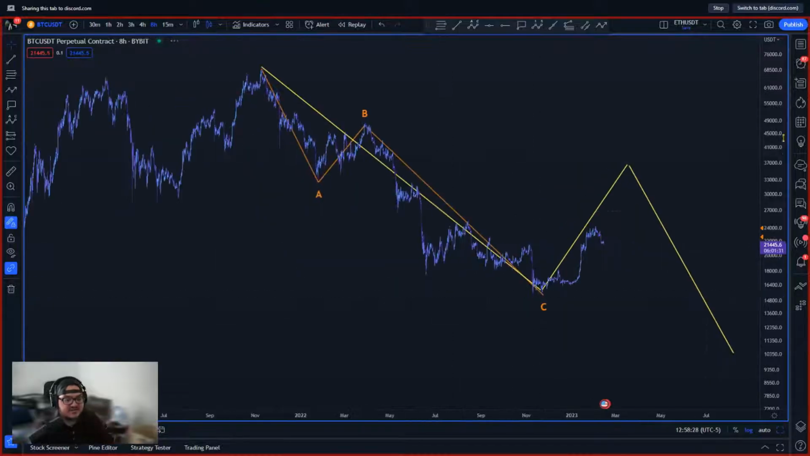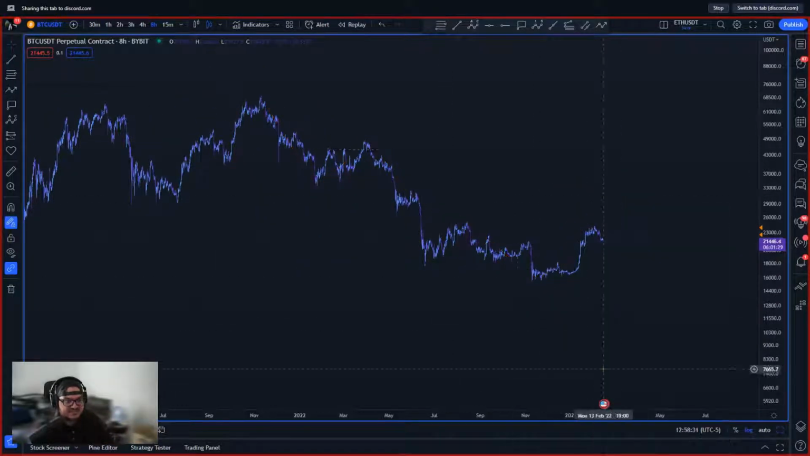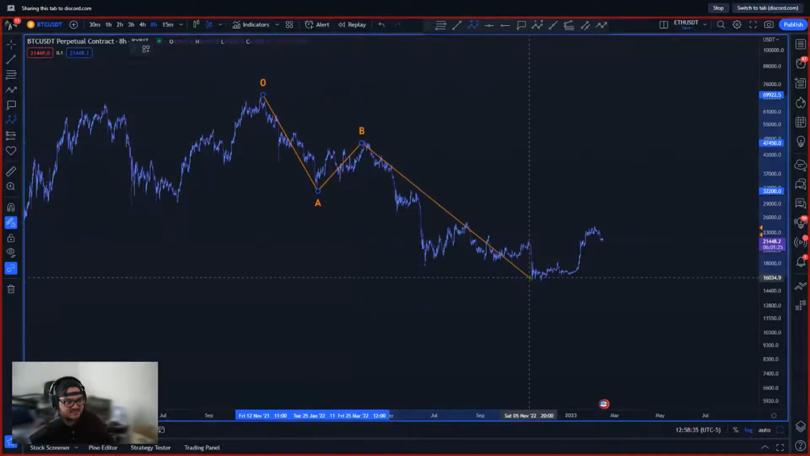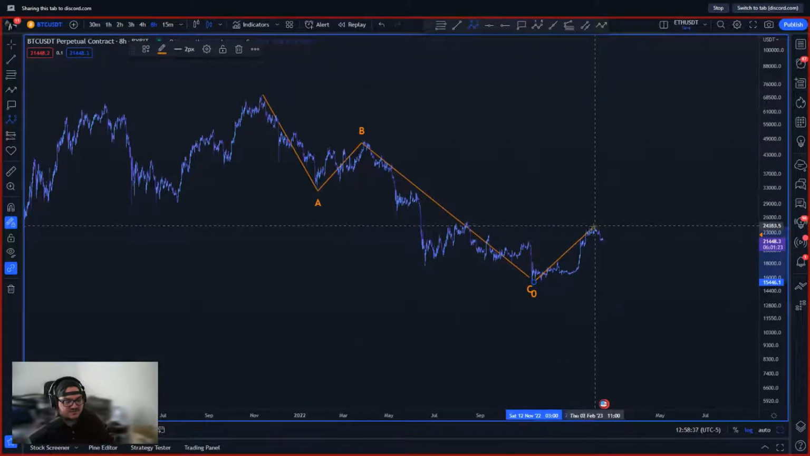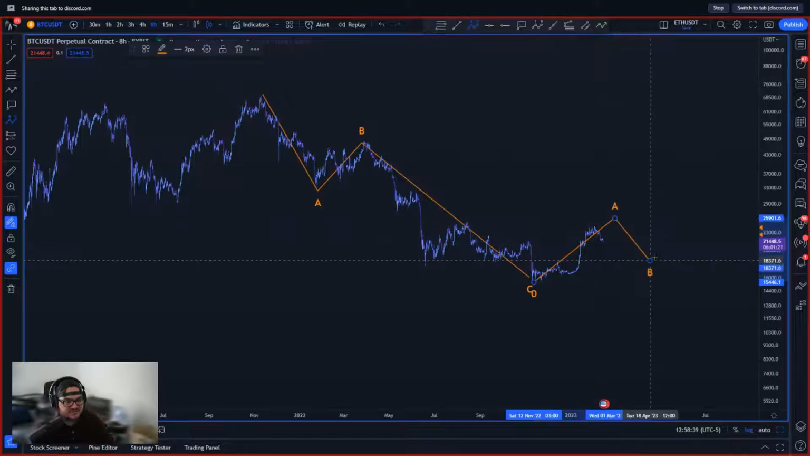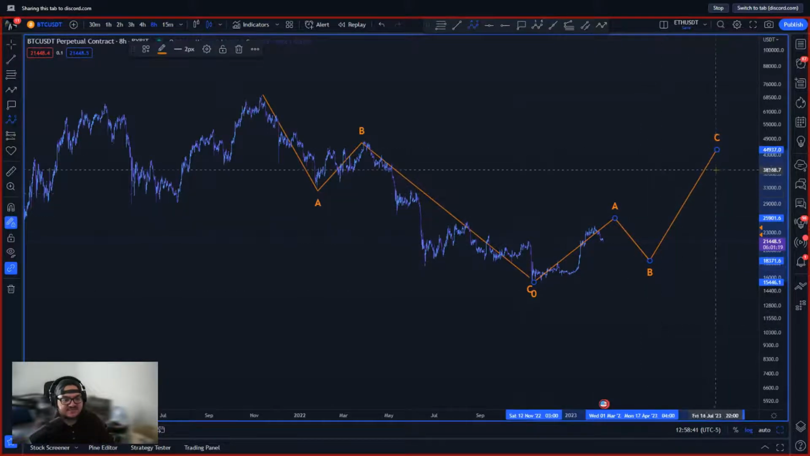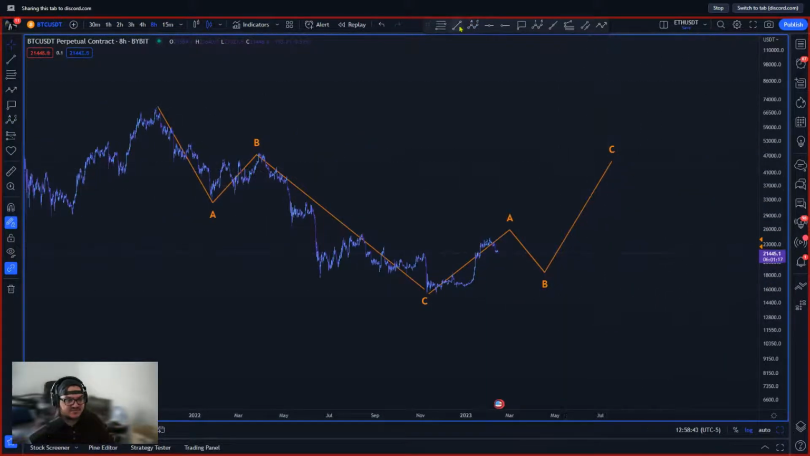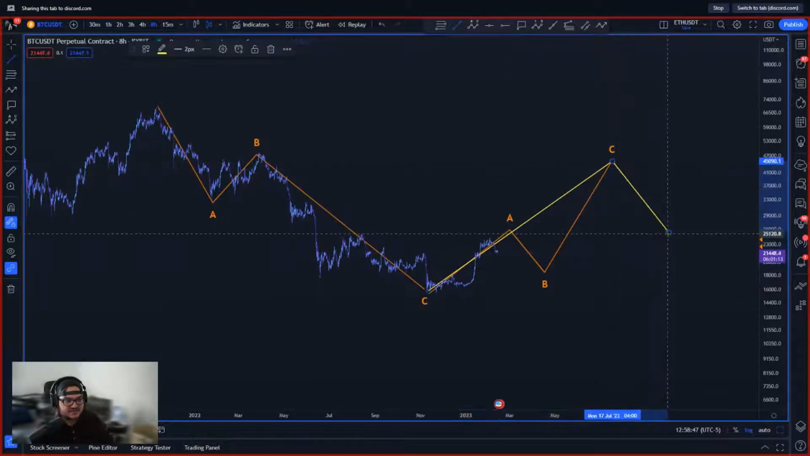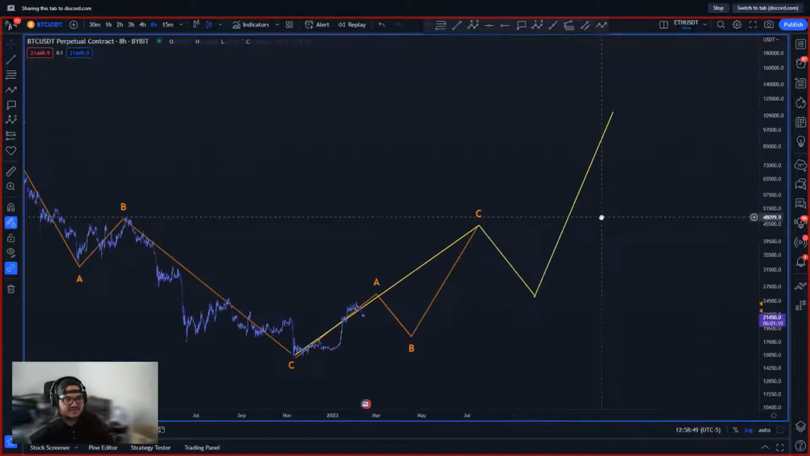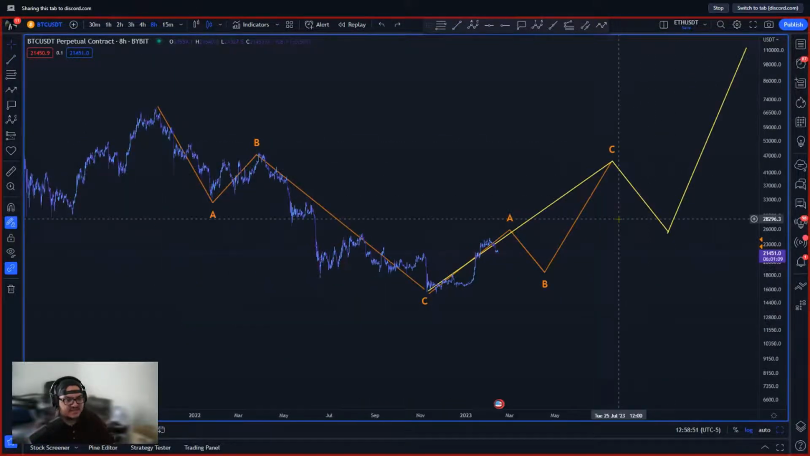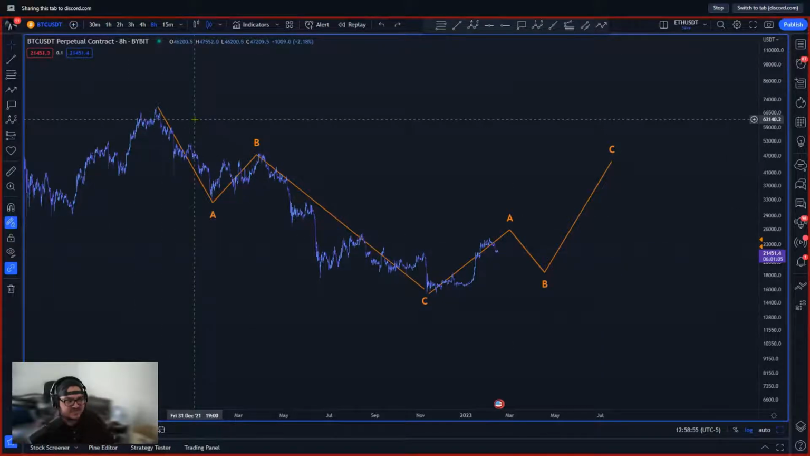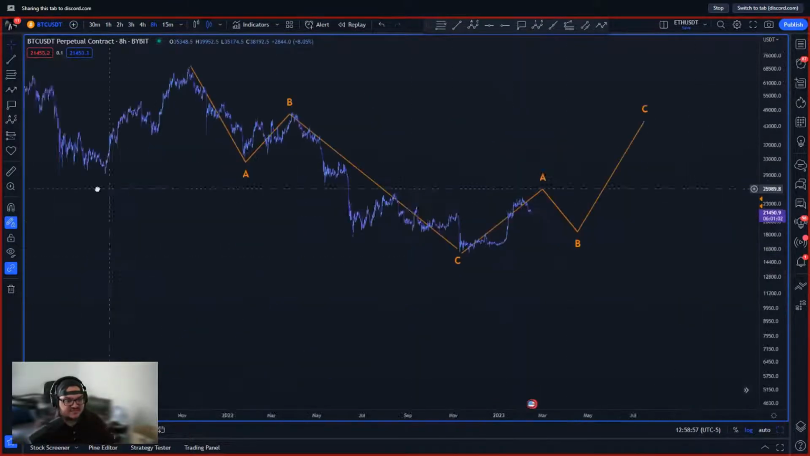So that's one variation. Another variation is maybe we are done here. Maybe this is it: A, B, C. Maybe we're working on a larger A to a B to a C, something like that. And we eventually have a larger uptrending market to where we go up and test that 100K region that everyone's been talking about for the past, God knows how long. Not everyone, not recently, but since the last time we were in a bull market.